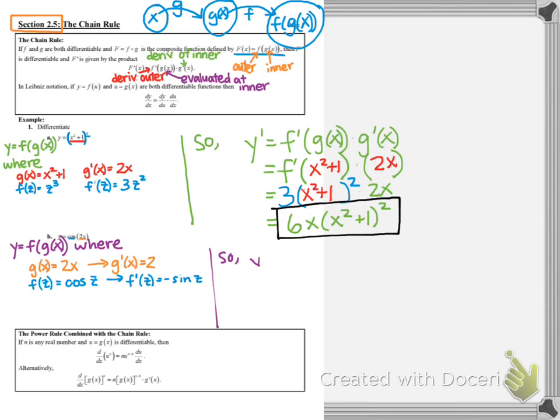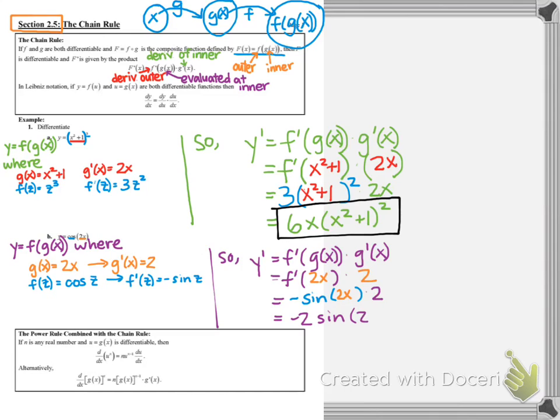So, utilizing the chain rule, y prime would be f prime evaluated at g times g prime. So I plug in my g of x, which is 2x, times my g prime, which is 2. Then f prime is negative sine of the input, which happens to be 2x, and I still have the 2 on the outside. I then simplify, and my final answer is negative 2 sine 2x.